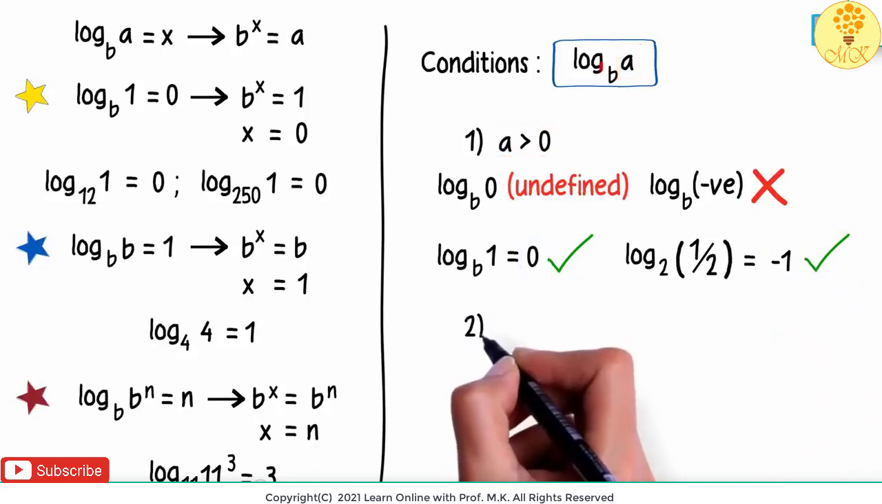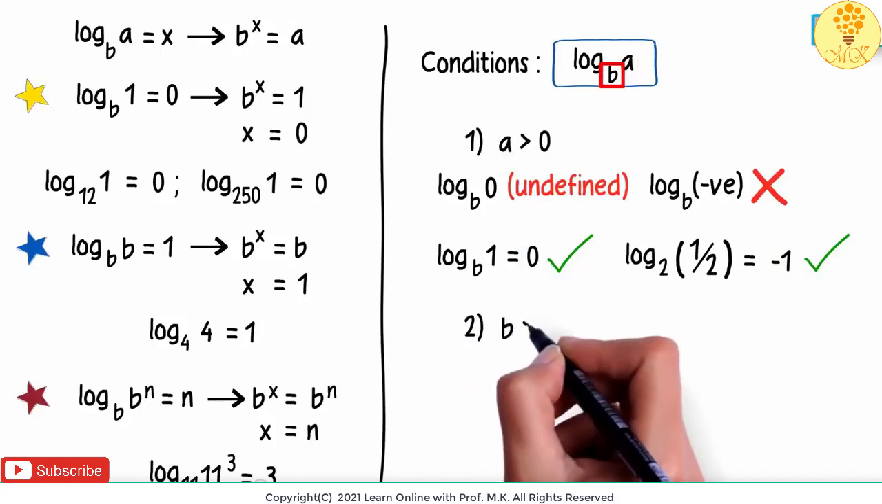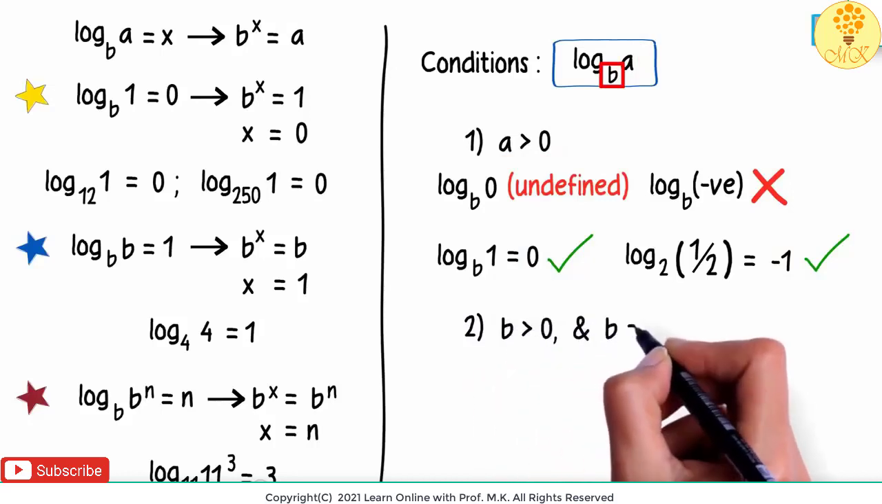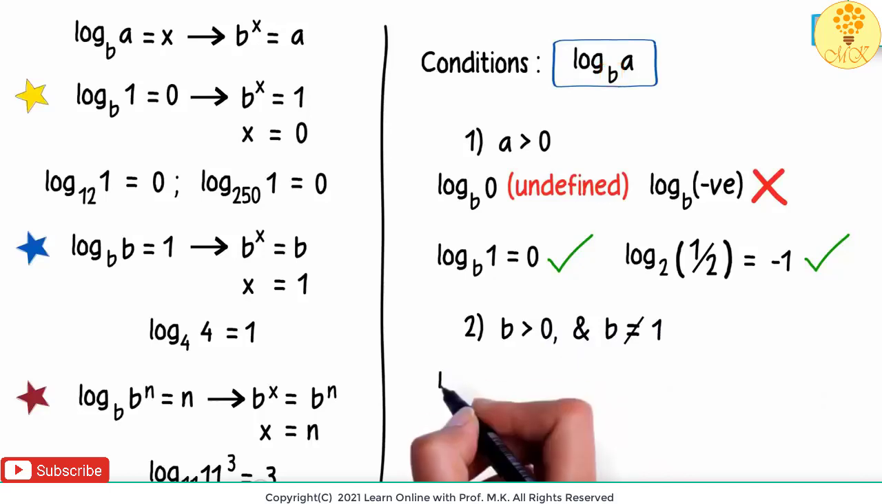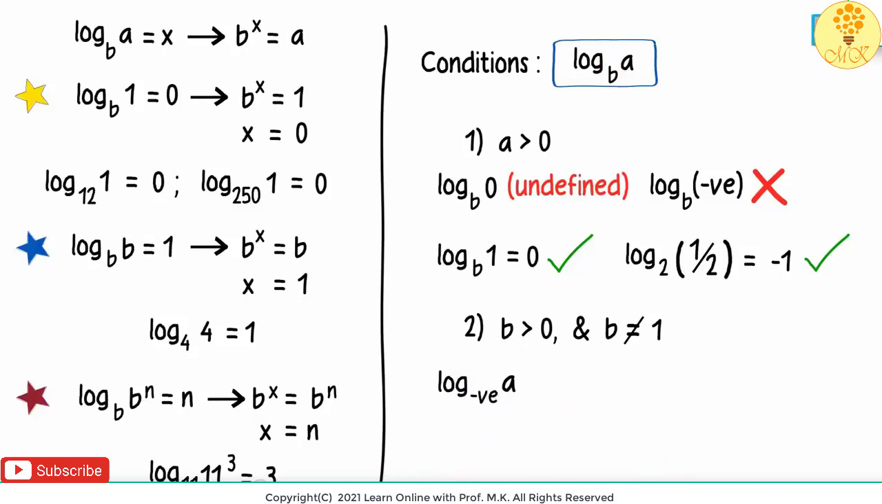What are the conditions for b? The base b has to be greater than 0 and it cannot be equal to 1. Yes, the base b cannot be equal to 1. So the log of a to the negative number base is incorrect. Why is 1 not allowed as the base? I want you to tax your brain a bit and come up with an answer. Why can't the base be equal to 1?